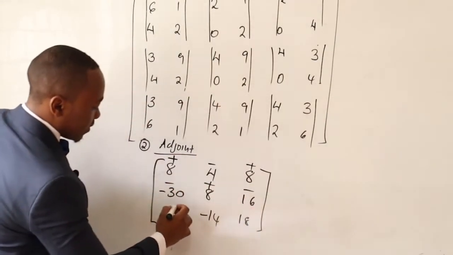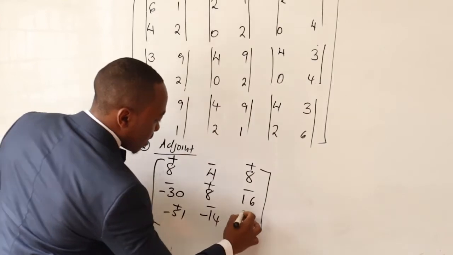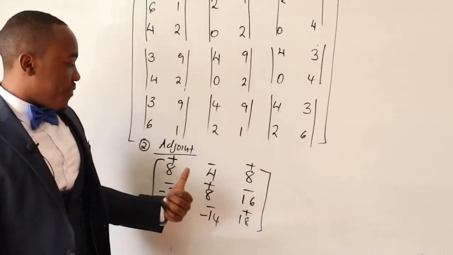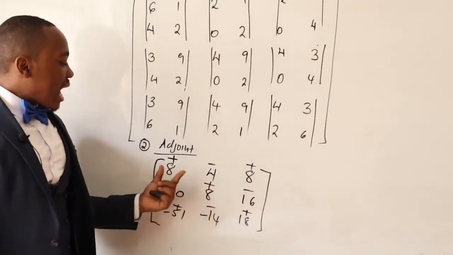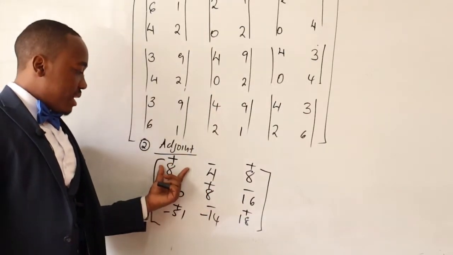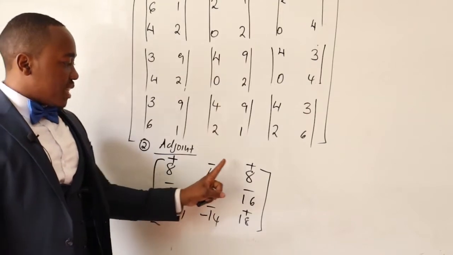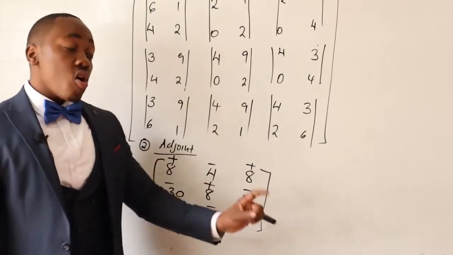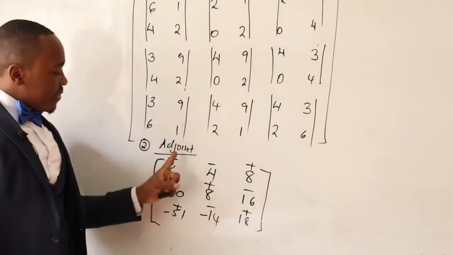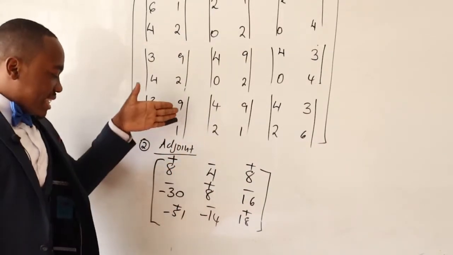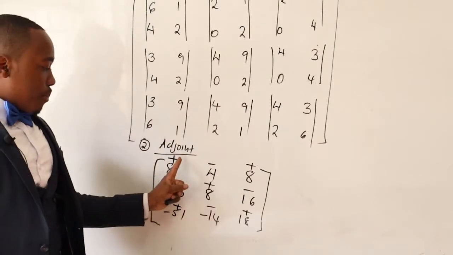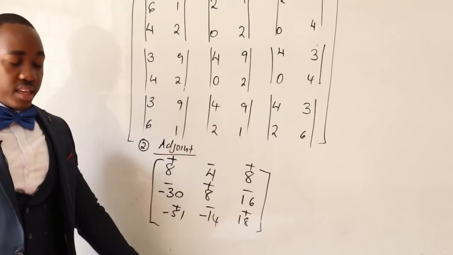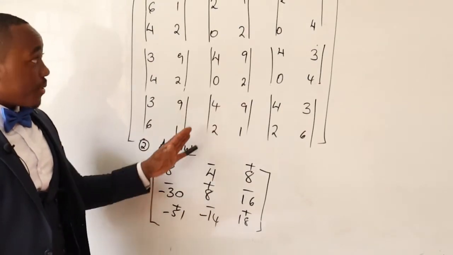Positive, negative, positive, negative, positive. Let me repeat again. We are saying that to get the cofactor, use the adjoint by allocating the positive sign to the first element, then negative, positive, negative, and so on. Or you can still do this: provided the first element is positive, you can also go vertically, positive, negative, positive, negative, like that. So that's how you get the cofactor.